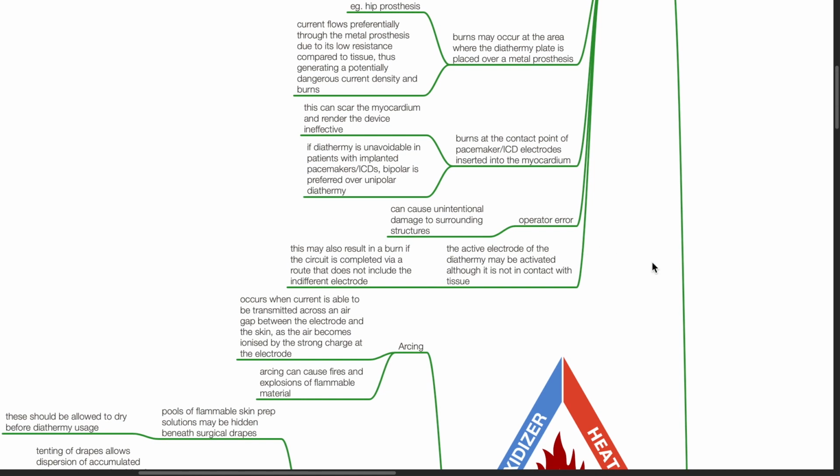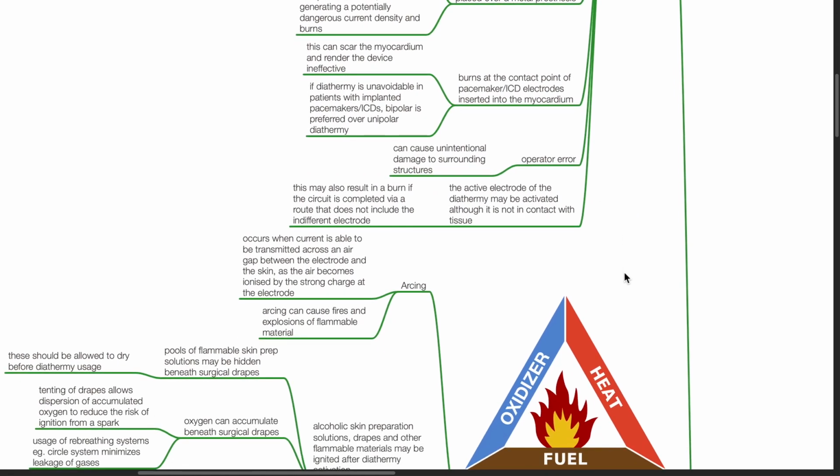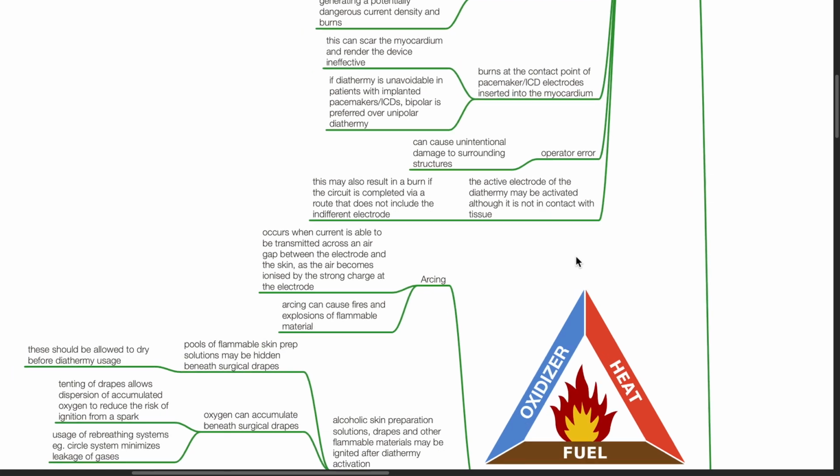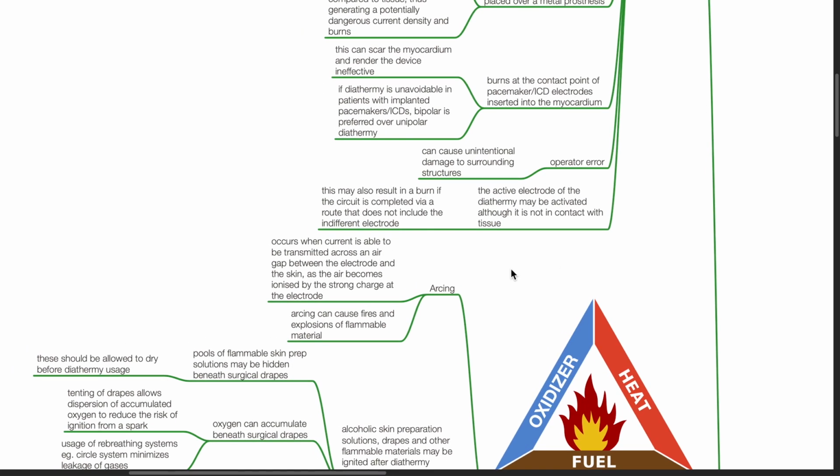Operator error can cause unintentional damage to surrounding tissues. The active electrode of the diathermy may be activated although it is not in contact with tissue. This may also result in a burn if the circuit is completed by a route that does not include the indifferent electrode.